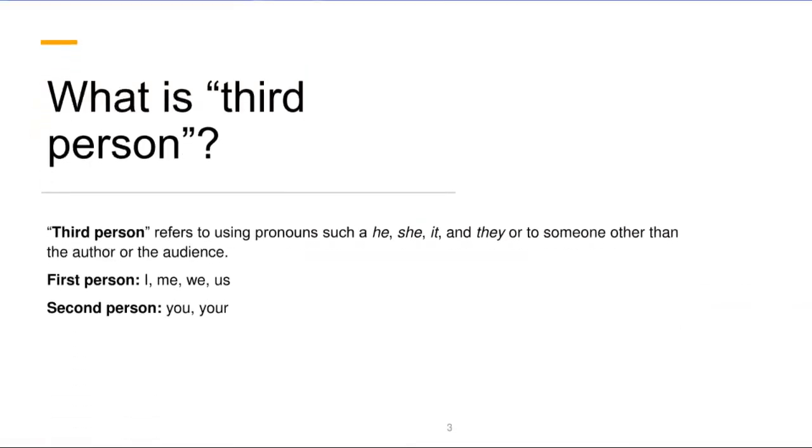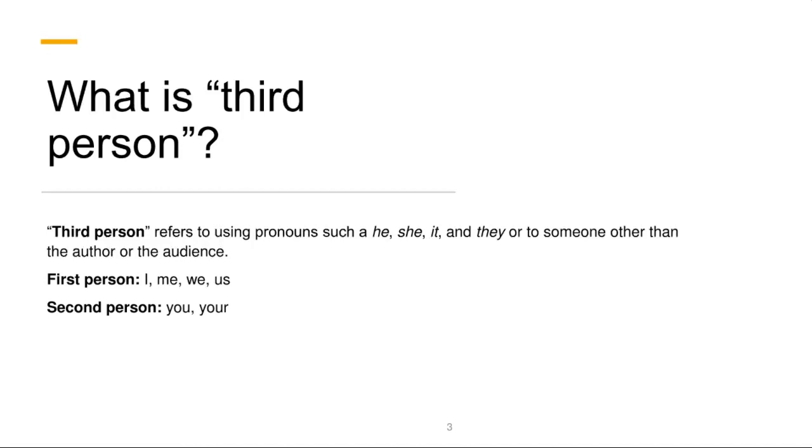Okay, third person simply means that you're using pronouns such as he, she, it, and they, or you're referring to someone other than the author or the audience. And this is very important because sometimes, especially when you're new to writing, it can be difficult to differentiate between when to use certain pronouns.